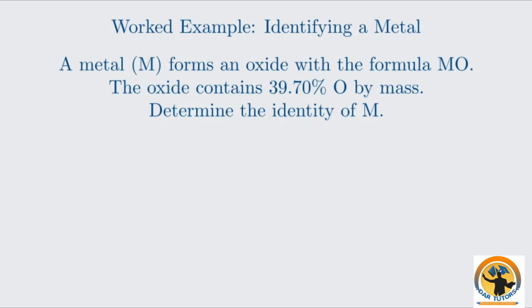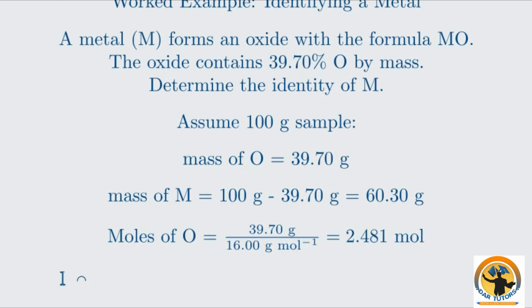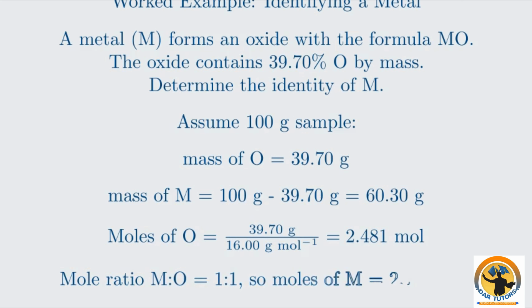The rest of the mass must be the metal M, so the mass of M is 100 minus 39.70, which is 60.30 grams. So our 100-gram sample contains 39.70 grams of oxygen and 60.30 grams of metal. Now we convert the mass of oxygen to moles. Moles of O equals 39.70 grams divided by 16.00 grams per mole, which is 2.481 moles. The formula MO tells us there's a 1-to-1 mole ratio between M and O. Therefore, if we have 2.481 moles of O, we must also have 2.481 moles of M.